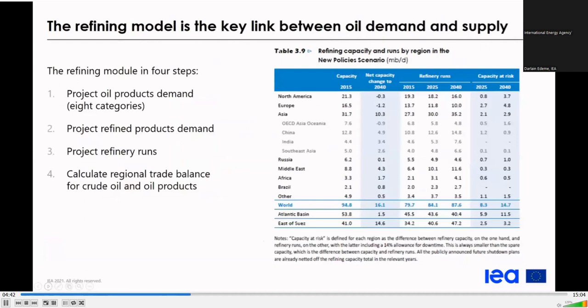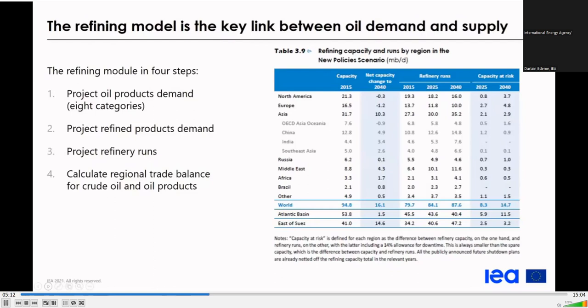Another module in the transformation step of our world energy model is the refining model. This model is really the link between oil demand, for example demand for oil products in transport, gasoline, diesel, LPG and other products, and oil supply, which will be crude oil. Refining is the intermediate between the two.